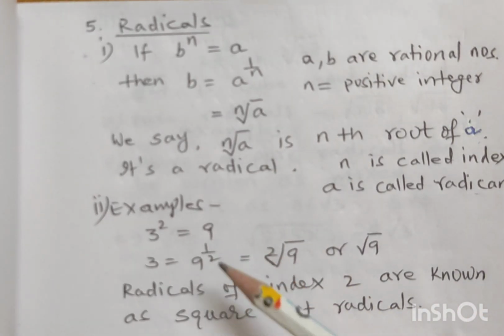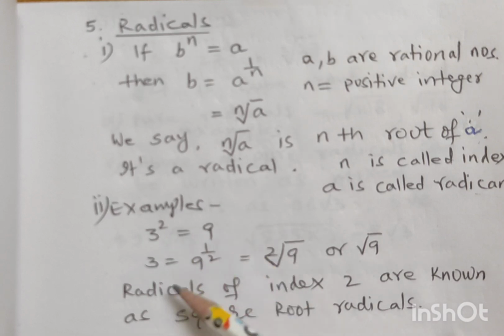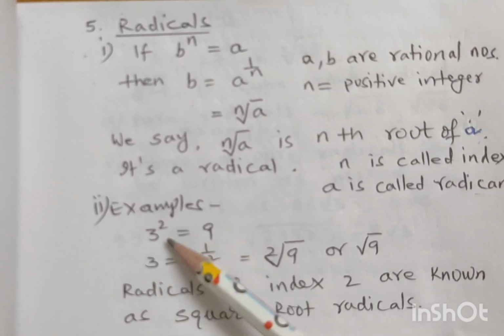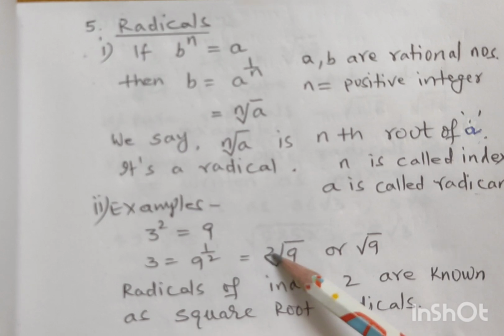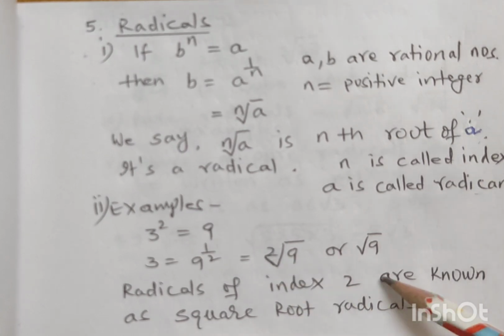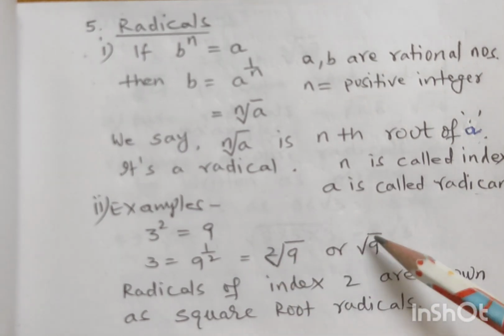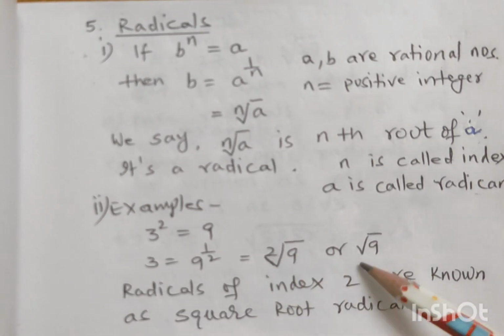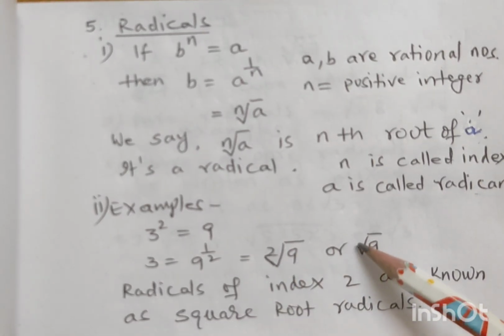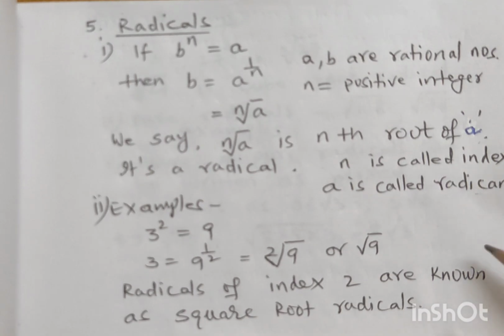These are the examples. 3 square is equal to 9. So 3 equals 9 to the power 1 by 2. We can also write this as under root 9 with 2 here. 2 is the index. And we can simply write root 9 because for square roots, 2 is not necessary to write. This root means 2 is the index. Radicals of index 2 are known as square root radicals.